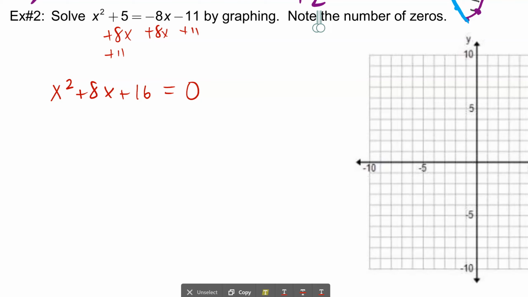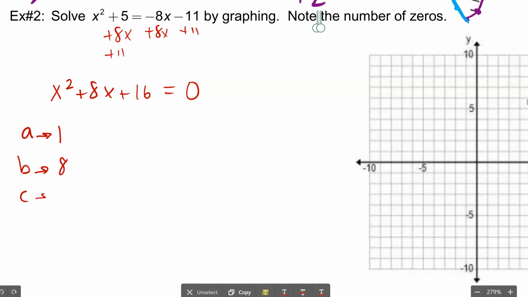So I think this one will make more sense, because it actually fits on the graph, the axes I gave you. The last one did not fit on the axes. Do you know how to graph this? X squared is A, 8x is B, and 16 is C. So A is the coefficient in front of x squared, which is 1. B corresponds to the number in front of x, which is 8.